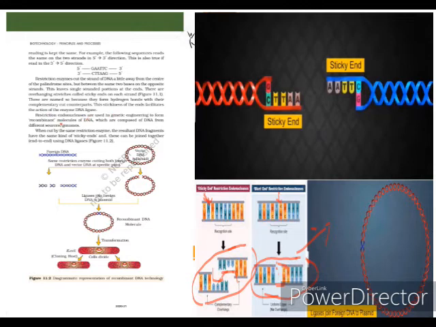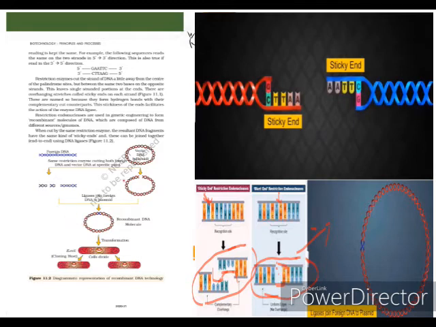I have already discussed this. Restriction endonucleases are used in genetic engineering to form recombinant molecules of DNA, which are composed of DNA from different sources or genomes. When cut by the same restriction enzyme, the resultant DNA fragments have the same kind of sticky ends, and these can be joined together using DNA ligase. Here they are joined using DNA ligase. And in this figure, the foreign DNA is attached to the vector DNA after they are cut by the restriction endonuclease enzyme.